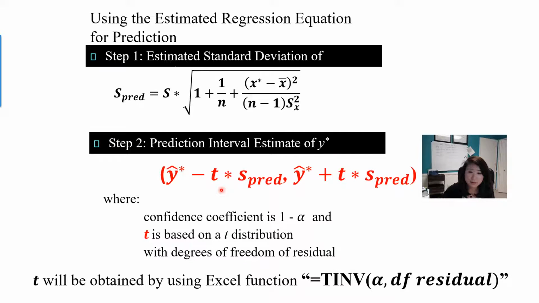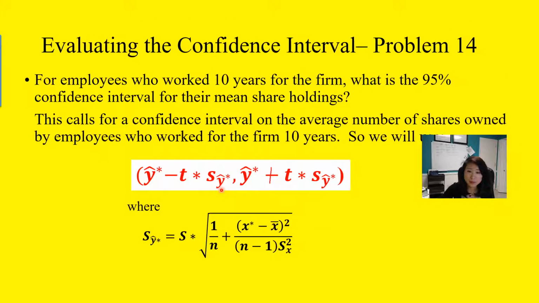And then the second, based on the formula, we need to use the values for n, the sample size, and x star. Like I just mentioned, x star is the value that will be given to you in the question. Here we talk about the employee who worked for the firm for 10 years, so the value for x star equals 10. When you watch this video, I really want you to write it down. Please don't just watch it, because there is so much information. So the x star value equals 10.